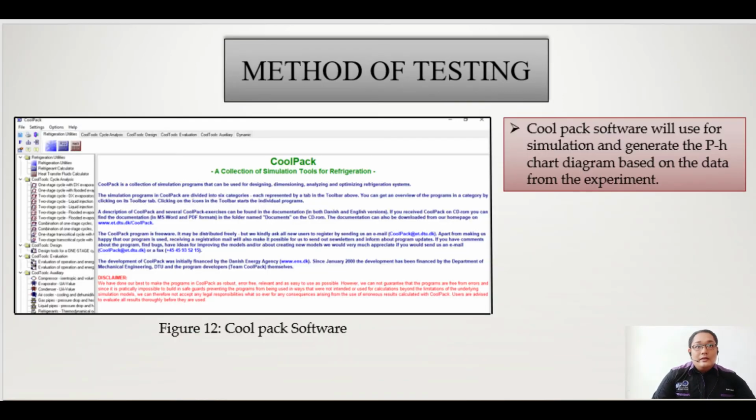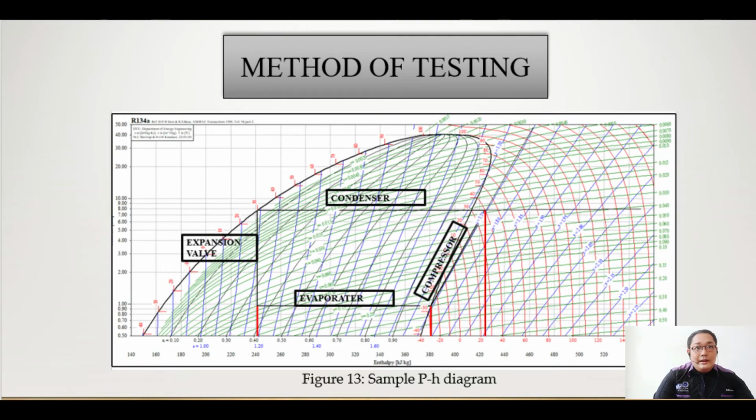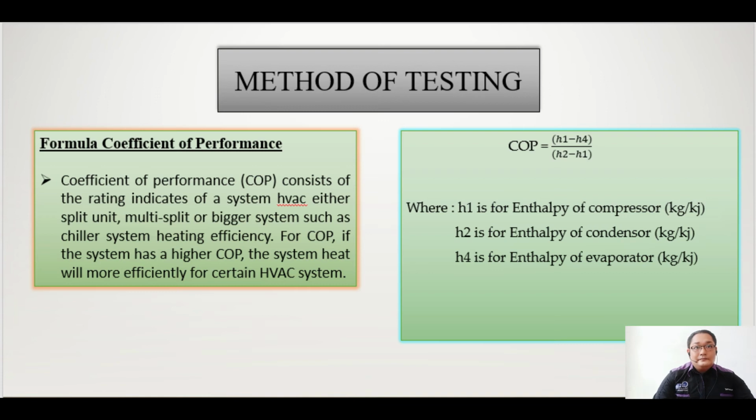For the pH diagram chart, I will use CoolPack software, which is a simulation tool for refrigeration and also the pH chart diagram. Here is a sample of the pH diagram after we fill in the data in the CoolPack software. In this research, I will use the COP, coefficient of performance formula, for which we must know H1, the enthalpy of the compressor, H2, the enthalpy of the condenser, and H4, the enthalpy of the evaporator.